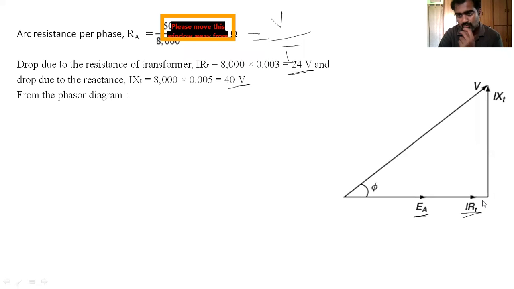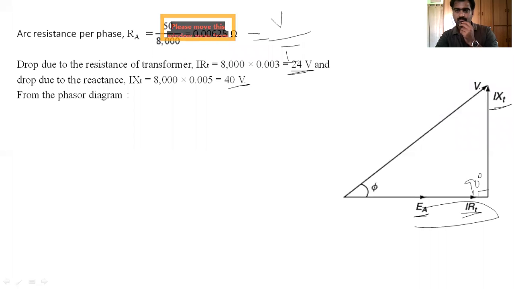This XT is nothing but the voltage drop across the reactance, so the two are at 90 degrees. The resultant voltage of the voltage drop across the resistance and the arc, and the voltage drop across the reactance, is the supply voltage.